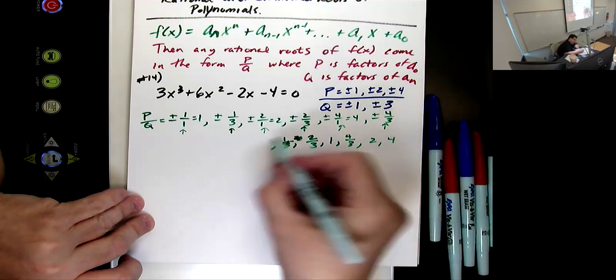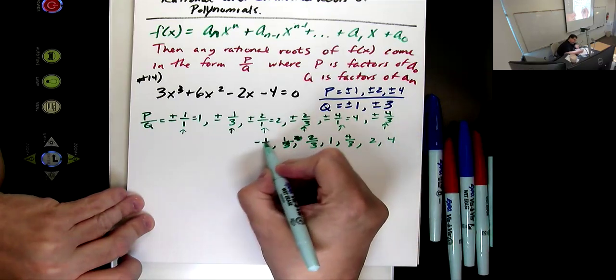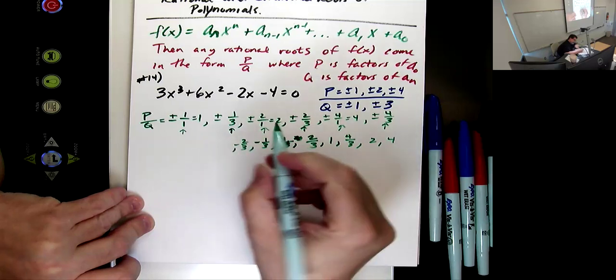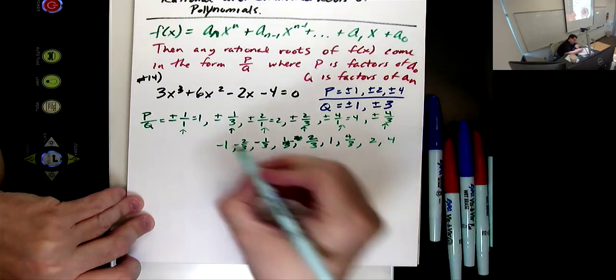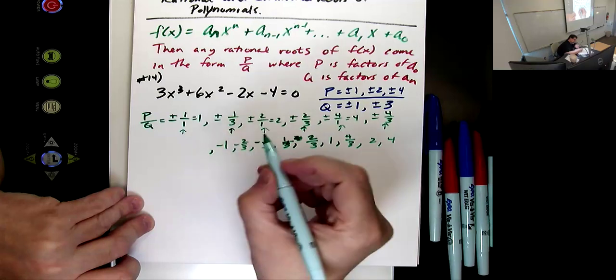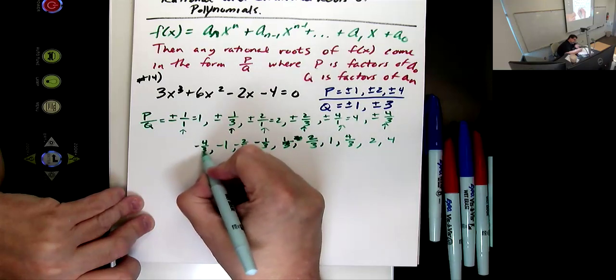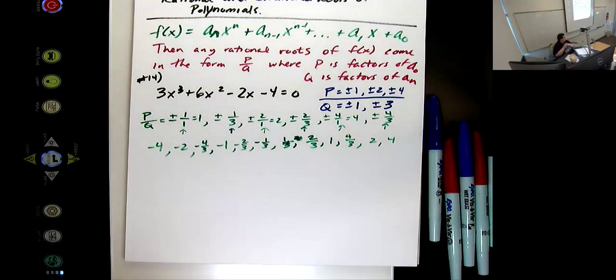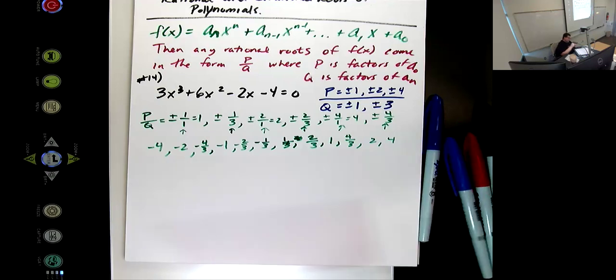And we're going to go the other way and just do those same numbers going backwards, the negatives. That way we can put them in order and take advantage of any of the rules that we have. So these are our possible rational roots.